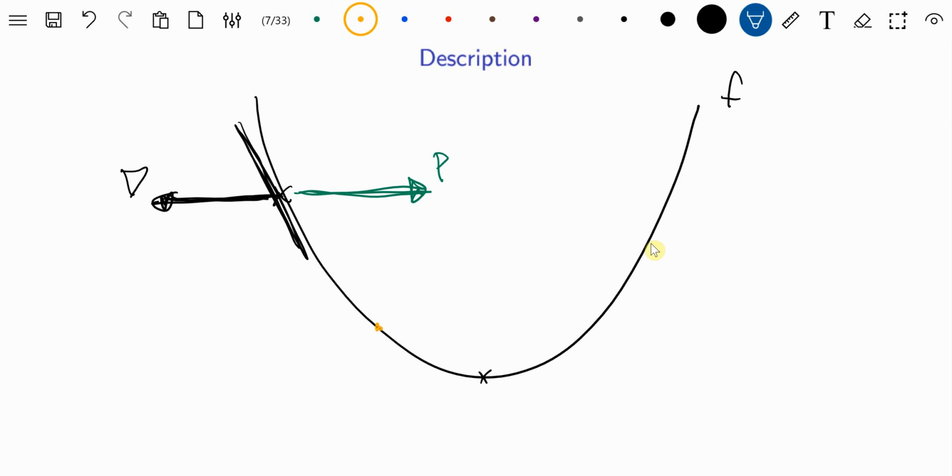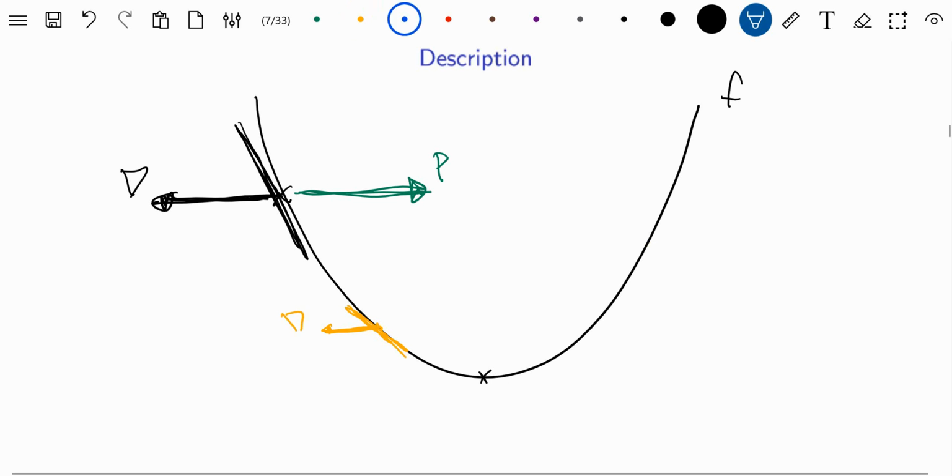However, if you are here, then the slope is not as steep. So the slope is smaller and it's still negative, so the gradient is still going that direction. And again, you want to move in the opposite direction, the same magnitude or some constant fraction of the magnitude.